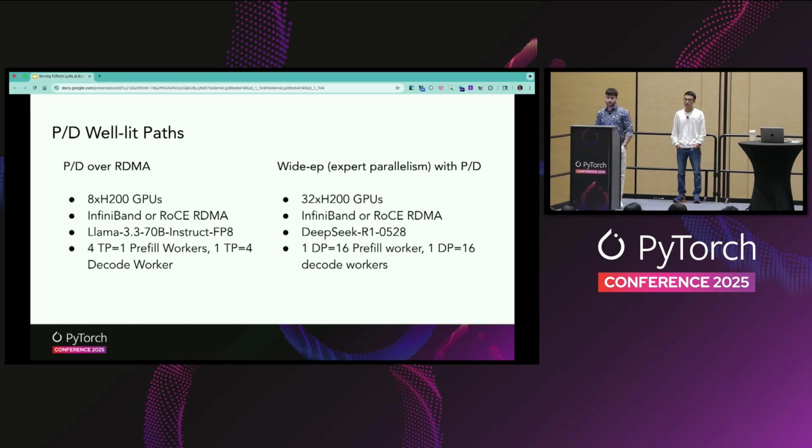We have these well-lit paths. We have the PD well-lit paths that look into these deployments. We research these configurations and provide data, deployments, and insights that you can use in your production environments. The two PD paths we have are the PD standard path that I just described, and the more advanced wide EP well-lit path that covers sparse, large MoE architectures. We do have good data there as well, and we'll be having more in the coming months.